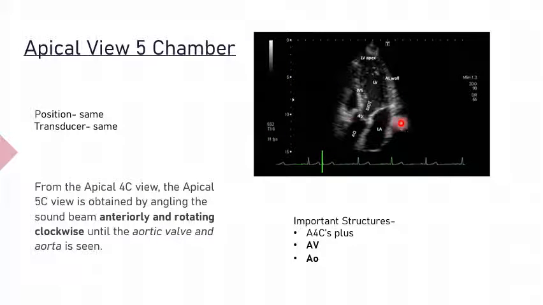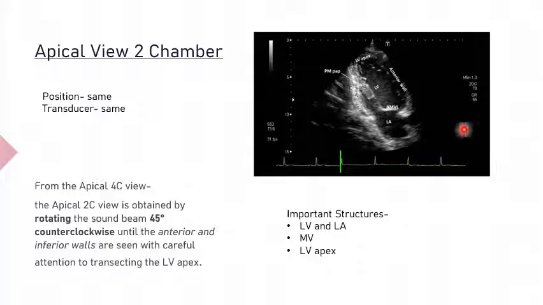And then the next one we usually go for is the 5 chamber. You're going to have the patient in the same position, transducer in the same place. But if you slightly rotate the transducer a little bit clockwise, you'll pull in this aortic valve and the left ventricle outflow tract and the aorta here.